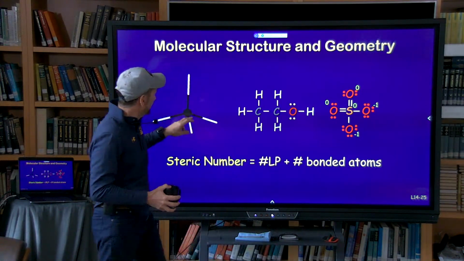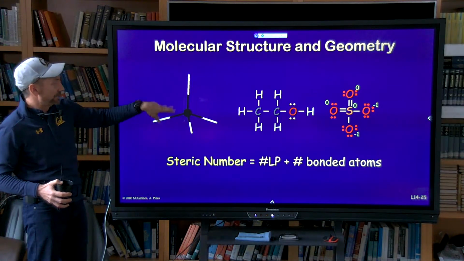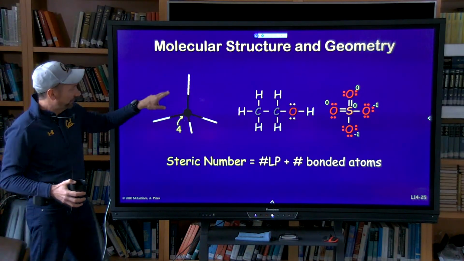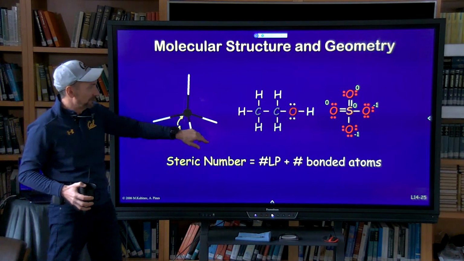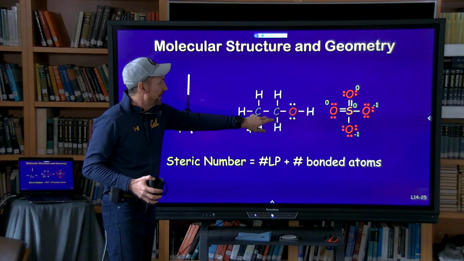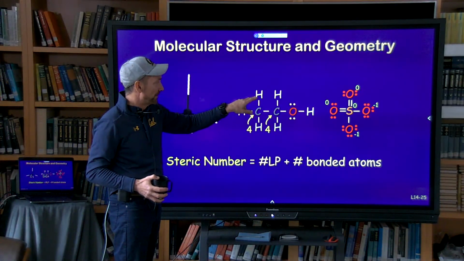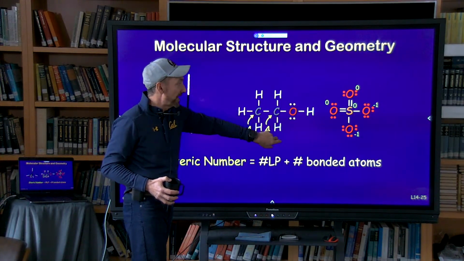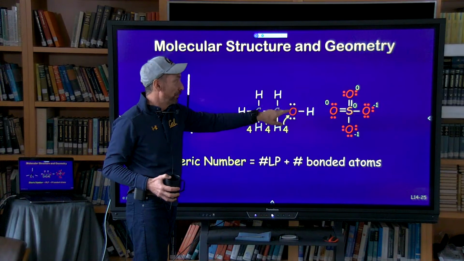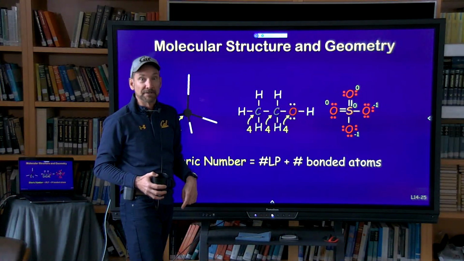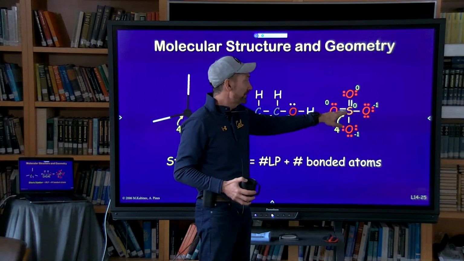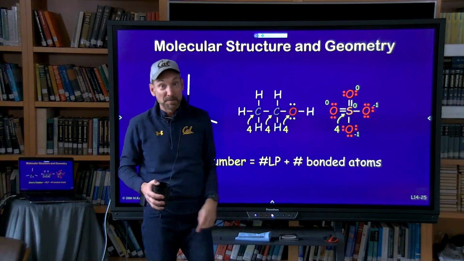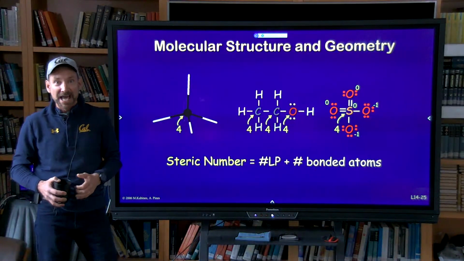So here's a stick figure. There's a carbon with 4 hydrogens around it. That steric number is 4 because it has 4 things around it. The steric number of these carbons is also 4. It's obvious. A hydrogen, a hydrogen, a hydrogen, and a carbon. 4 things attached. The steric number of that oxygen is 4. 2 lone pairs, 2 bonded pairs. The steric number of this sulfur is 4. 1, 2, 3, 4 bonded atoms. I don't count up the bonds. I count up the bonded atoms.